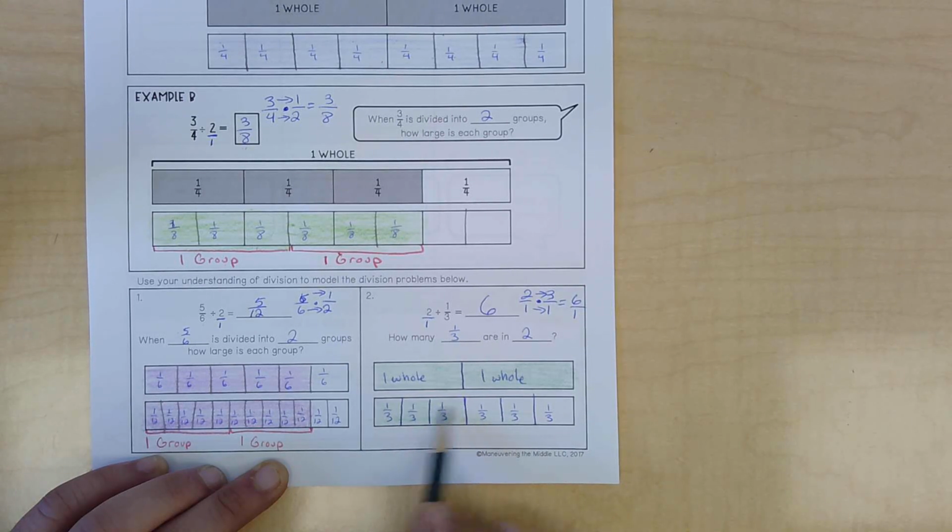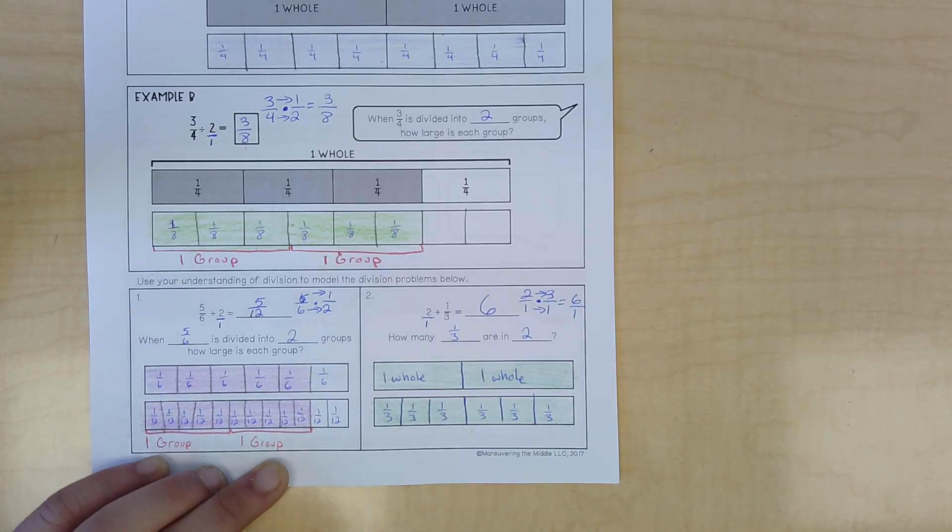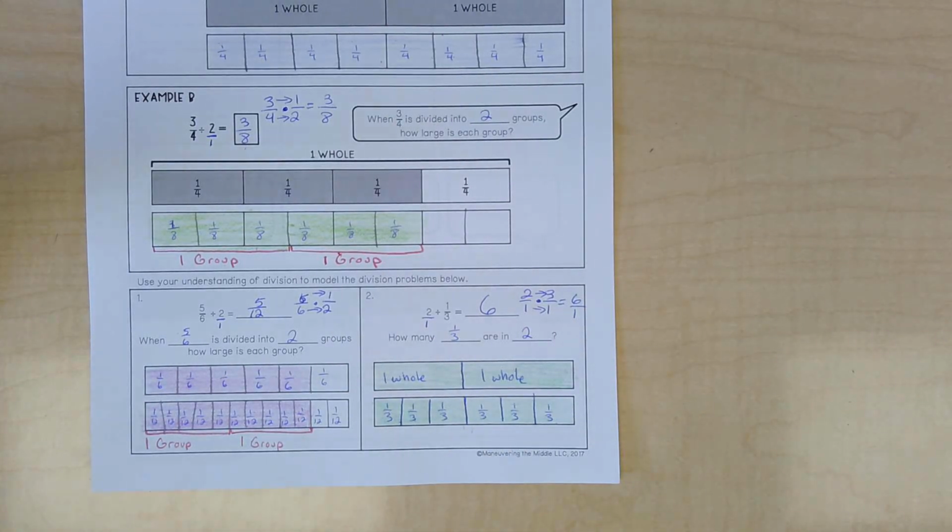And our 3/3, that represents 1 whole. Our other 3/3, that represents the other whole. If we were to get 2 and divide it by 1/3, we would end up with 6/3, which is exactly what we have here. All right, next page.